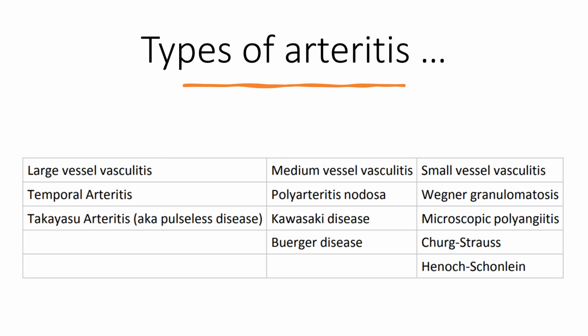So we have got three types of vasculitis. First is the large vessel vasculitis, second is the medium vessel vasculitis, and third is the small vessel vasculitis. In today's video we are going to talk about Takayasu arteritis, which is also called pulseless disease. In the medium vessel vasculitis we have polyarteritis nodosa, Kawasaki disease, and Buerger's disease. In the small vessel vasculitis we have Wegener granulomatosis, microscopic polyangiitis, Churg-Strauss disease, and Henoch-Schonlein disease.